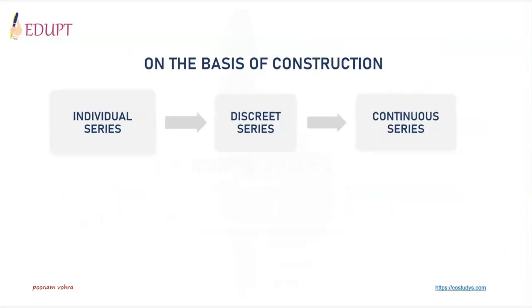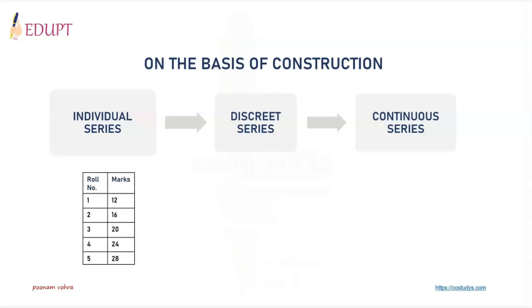On the basis of construction, statistical series are categorized as individual series, discrete series, and continuous series. So far as individual series is concerned, the values of all the units are represented separately. In these series, items are listed individually, that is, each item is given a separate value of measurement.